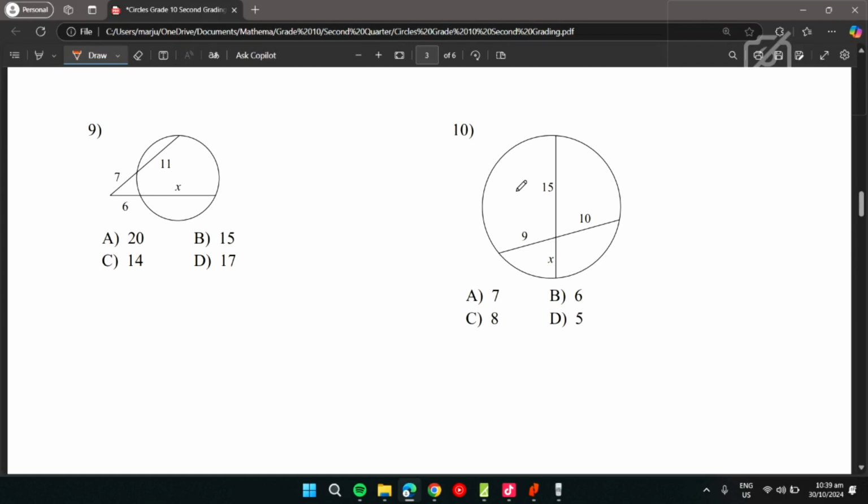Alright, let's do number 9. Before we solve number 9, kindly comment down your answer in our comment section. What do you think is the answer here? Is it 20, 15, 14, or 17?